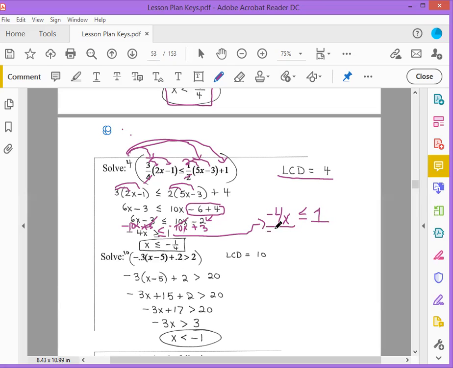Lastly, we're going to divide both sides of this inequality by negative 4. The negative 4 will cancel on the left side, leaving x. And because we divided by a negative number, we have to reverse that inequality symbol. It becomes greater than or equal to. On the right side, 1 divided by negative 4, that's negative 1/4. So our solution should be x greater than or equal to negative 1/4. So this should be greater than or equal to.